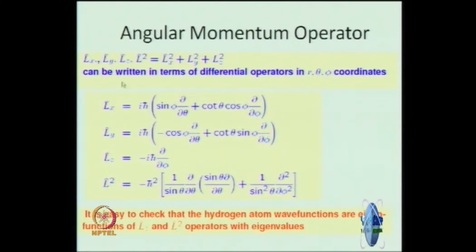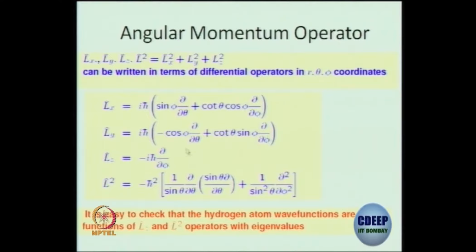You can show that Lx, please check this, is just a change of variable: write r cross p, the x component, in terms of theta and phi, and similarly Ly. Lz will be minus i h cross del by del phi. So it is just del by del phi. It is going to operate on which part of the wave function? Only the phi dependent piece, which is like e to the i ml phi. L squared is also formally Lx squared plus Ly squared plus Lz squared; you combine these, and I will leave it to you to verify this.